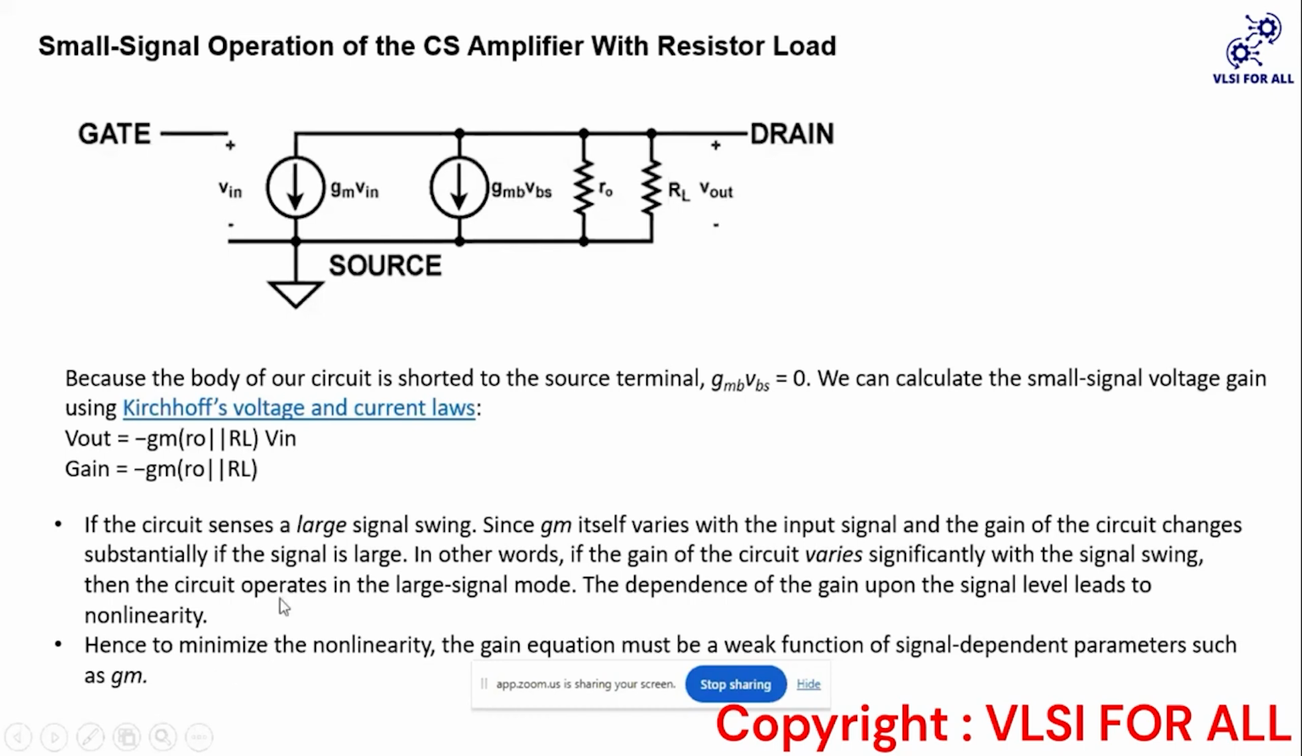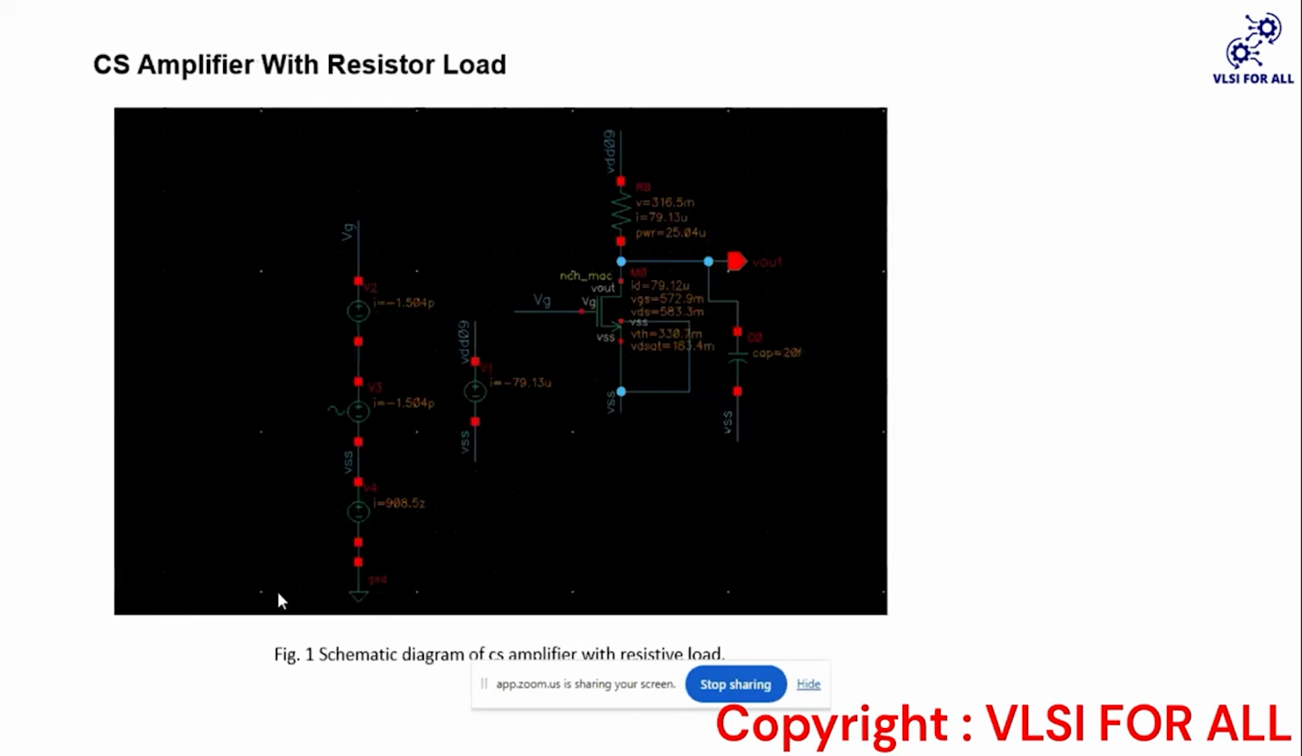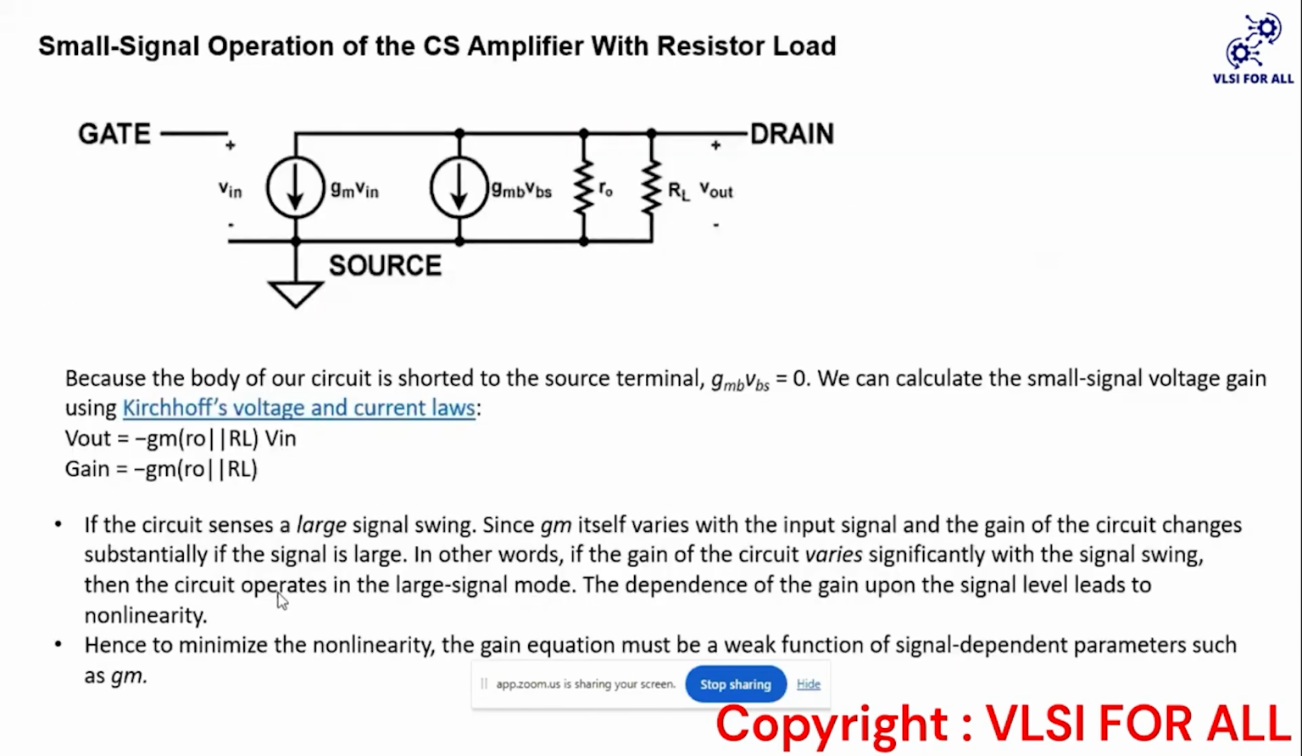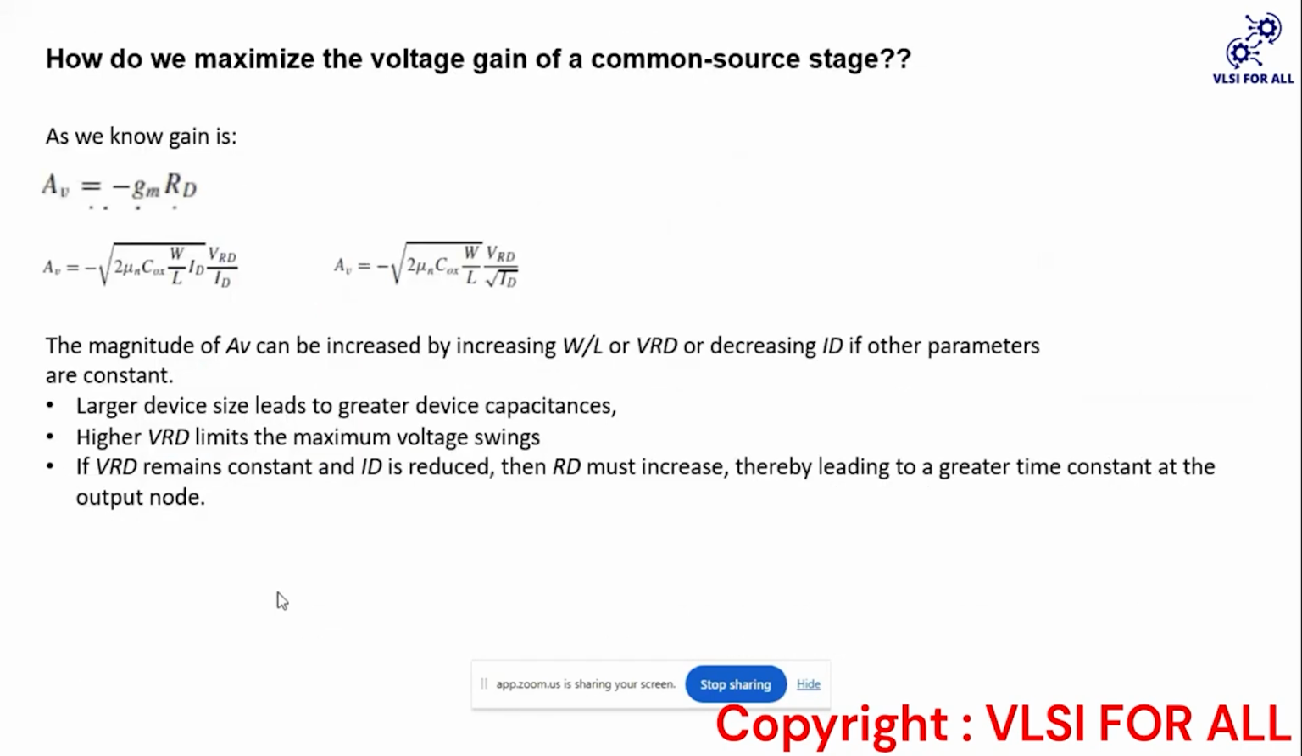So what we do then is we want to build a new structure such that this gain is independent of the transconductance. gm we call the transconductance, right?